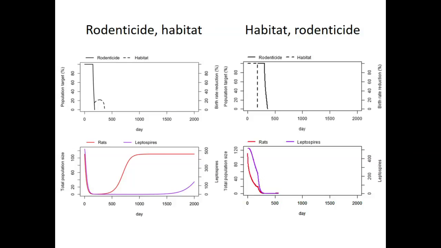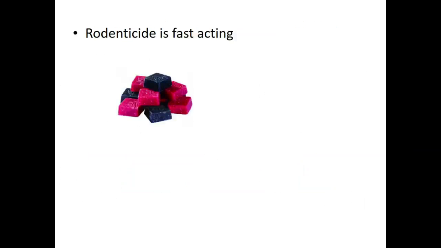So if we compare this to applying habitat management first, followed by rodenticide, we see that you have to reduce birth rate by 100%, and even if you do that, you still have to target 100% of the population with rodenticide. And this leads to a decrease in the number of rats and leptospires, but not as quick as applying rodenticide followed by habitat management. And again, the number of rats and leptospires eventually increase back up to their carrying capacity.